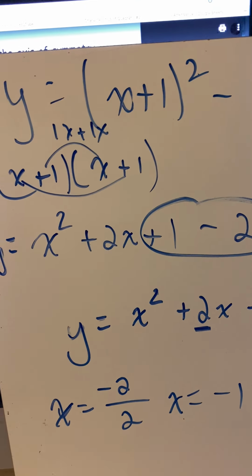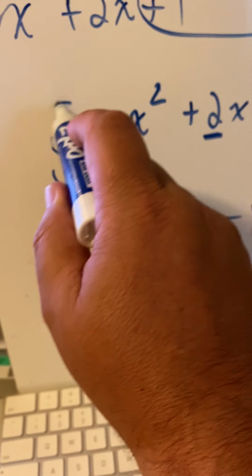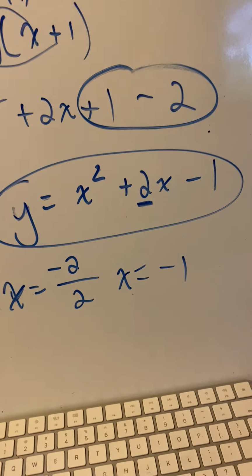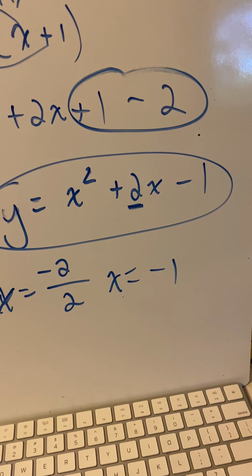The biggest problem with this one is getting rid of the parentheses so that it is in quadratic simple form or simplified form, so you can work on it from there.